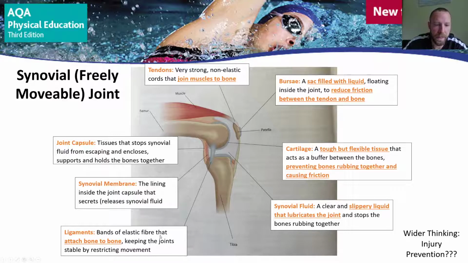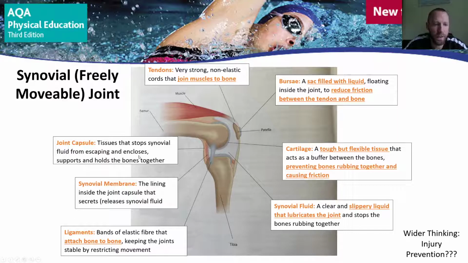Ligaments, so these are bands of elastic fiber that attach bone to bone. You can see here, it's joining the bones together here. They're elastic and help that movement, but restrict them from falling out of place. Tendons, you can see, attach bone to muscle, which we said before, and they're non-elastic. Synovial membrane, the lining inside the joint capsule that secretes the synovial fluid. You can see here, that's the membrane, and it secretes the fluid all around the joint. So it's all within the knee joint.